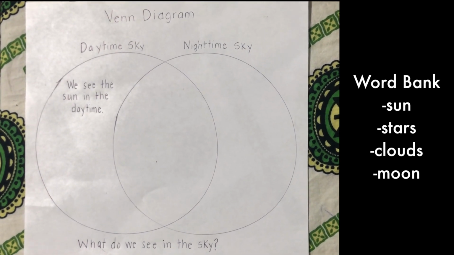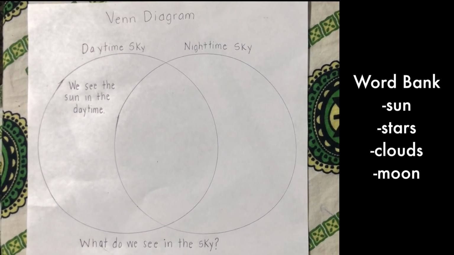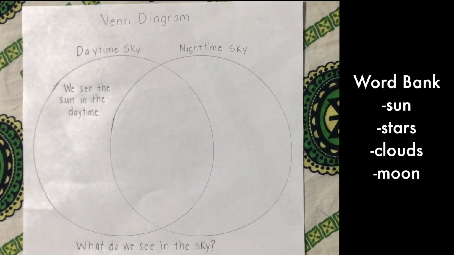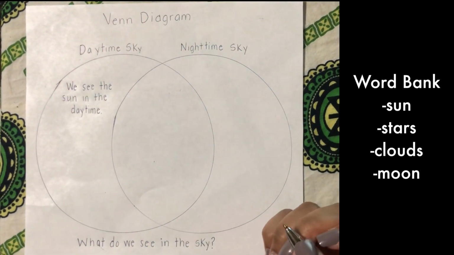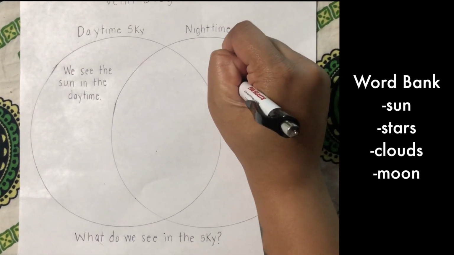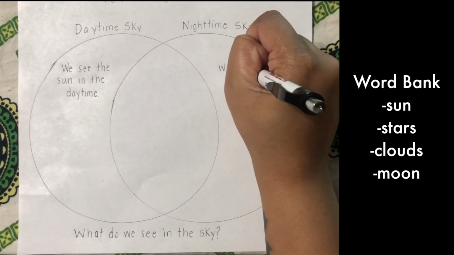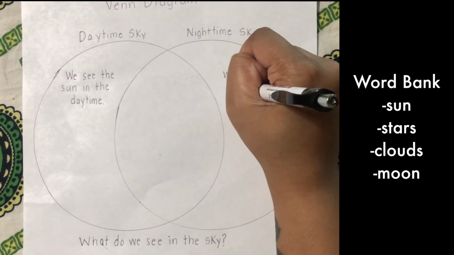No, very good. The stars are not visible in the daytime sky. What about the nighttime sky? Yes, very good. So let's write stars here. And we're going to write a complete sentence. So in the nighttime sky, we see the stars.